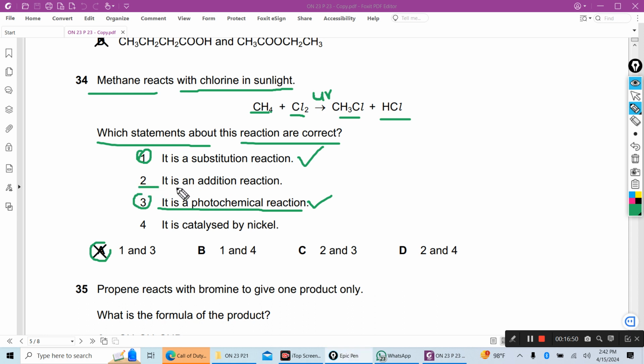2 is wrong. Why? It is an addition reaction? No, it is a substitution reaction. This is wrong. It is catalyzed by nickel? No need for a catalyst. Here the catalyst is ultraviolet light. So 2 and 4 are wrong. 1 and 3 is the correct answer. A is the right answer.